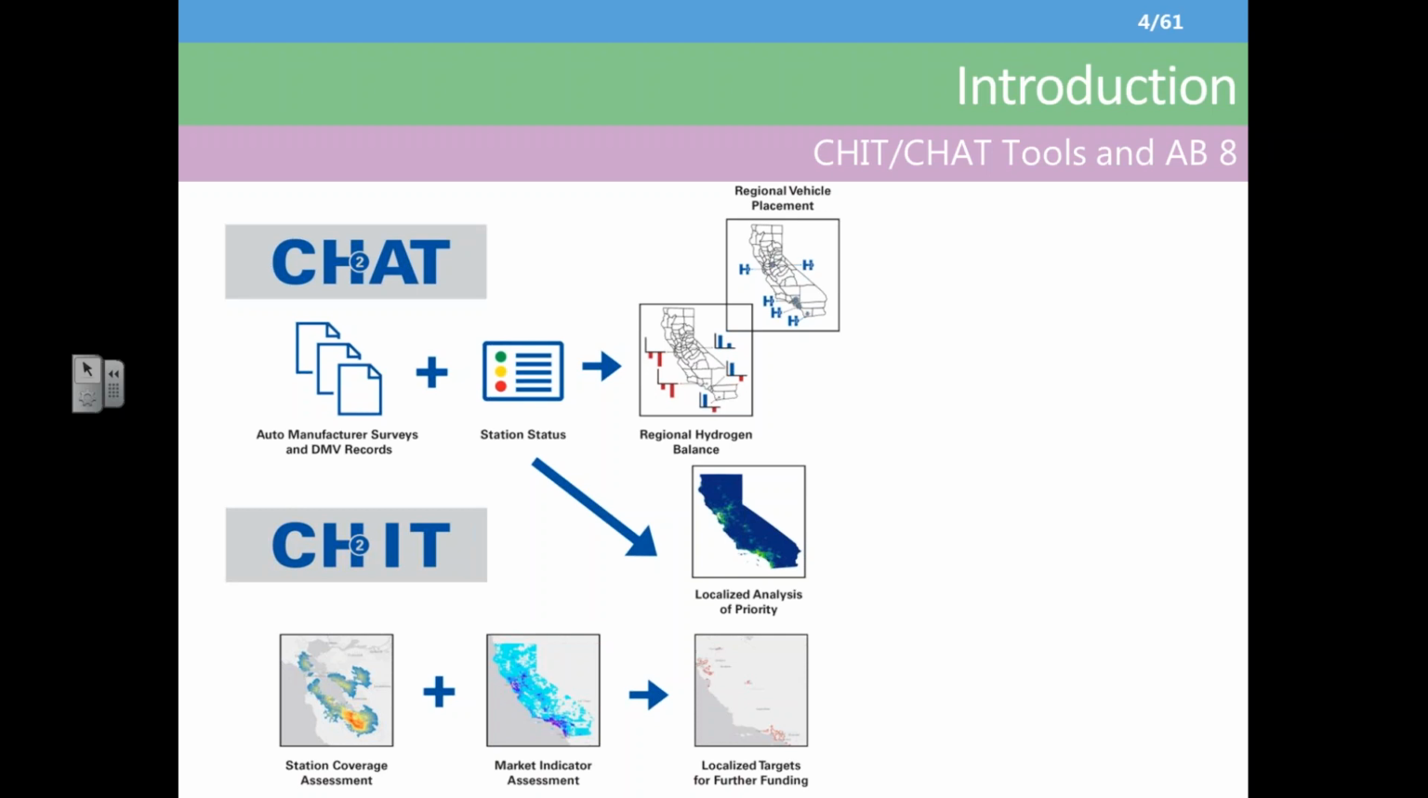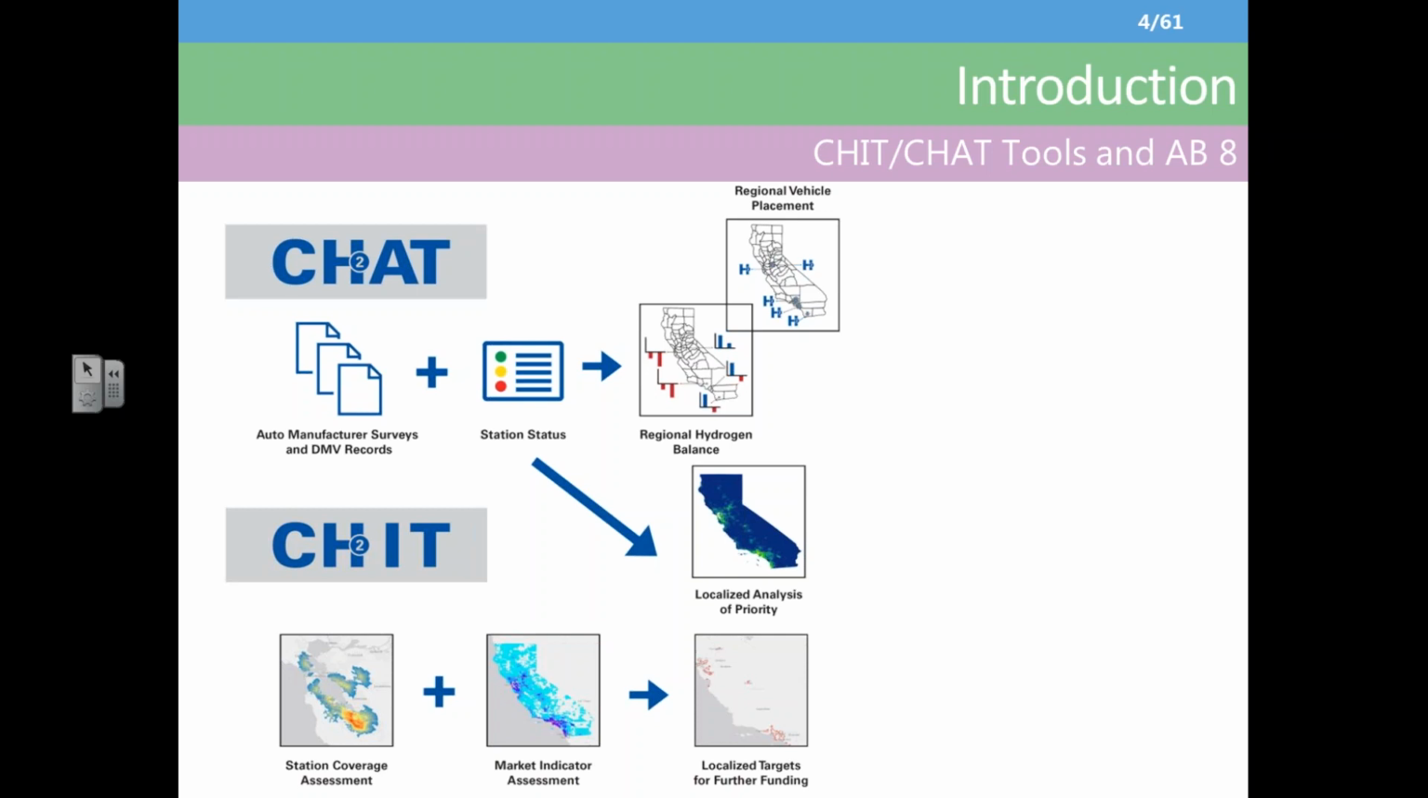And we make these decisions that are informed by where we think the market's going to be, where auto manufacturers think the market's going to be, and where we're actually seeing the vehicles being registered. So the two tools that we developed were CHIT and CHAT. CHAT is actually just a database. It helps us keep track of auto manufacturer survey responses.